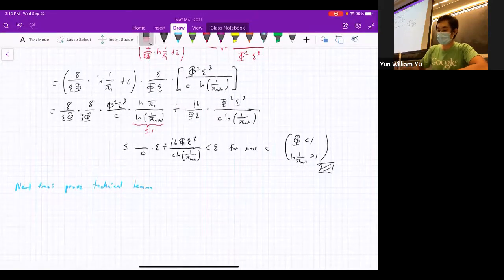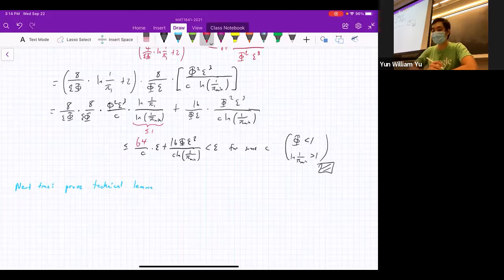And this entire thing, when you work through all this, is less than or equal to 64 over c times epsilon plus 16 phi epsilon squared over c log of 1 over pi min, which is less than epsilon for some c, because we know that phi is less than 1 and log of 1 over pi min is greater than 1. Okay, so that was the logic that I rushed through last time.